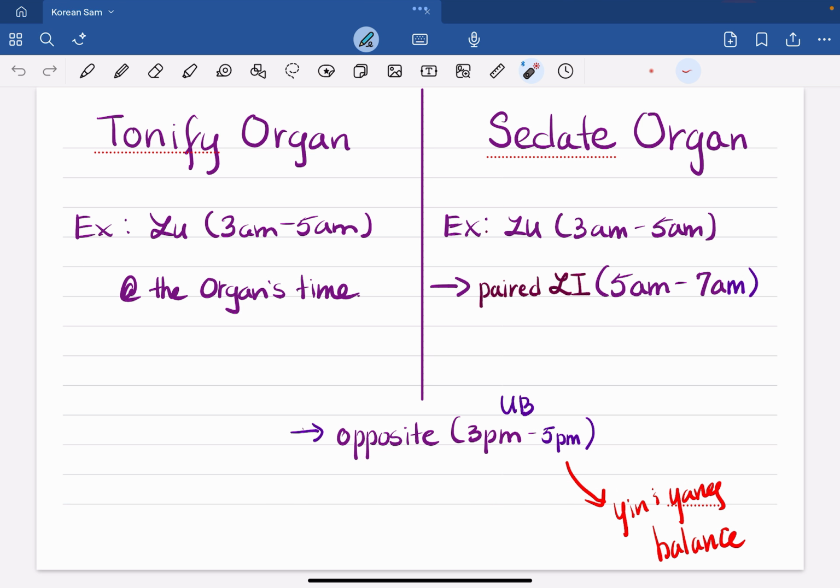I hope that was helpful. This is it for the Korean Psalm and the circadian rhythm needling method. Thank you.